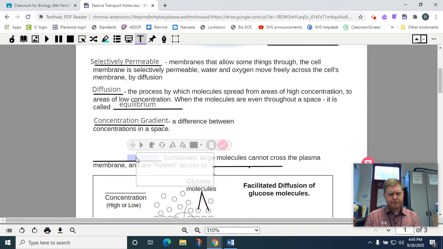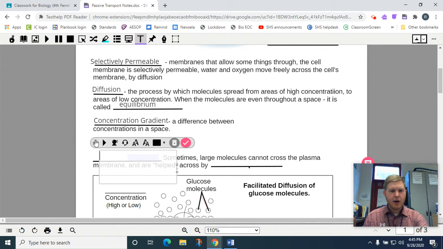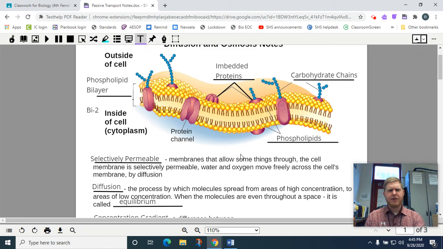So moving right along, sometimes we have some things that are really small, and what they can do is actually fit in between these phospholipids. They can just squeeze in between there. Those are going to be really small things like oxygen, really small particles, and they'll just diffuse through the cell membrane here. Others, they're really big.